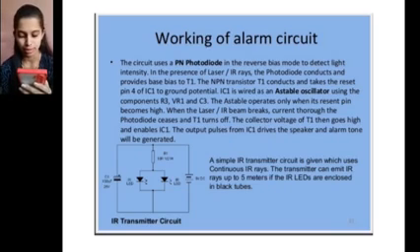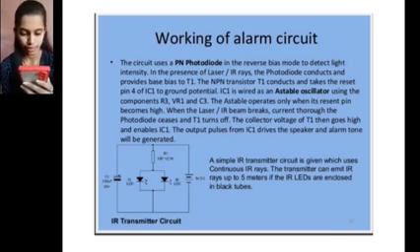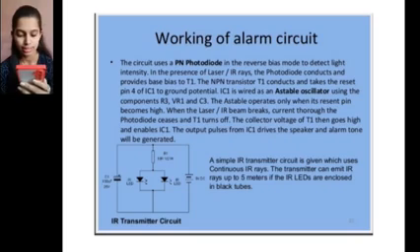Working of alarm circuit: the circuit uses a PN junction photodiode in reverse bias mode to detect light intensity in the presence of laser IR rays. The photodiode conducts and provides bias to T1. The NPN transistor T1 conducts and takes the reset pin of IC1 to ground potential. IC1 is wired as an astable oscillator using the components R, VR1 and C3. The astable operates only when the reset pin becomes high.